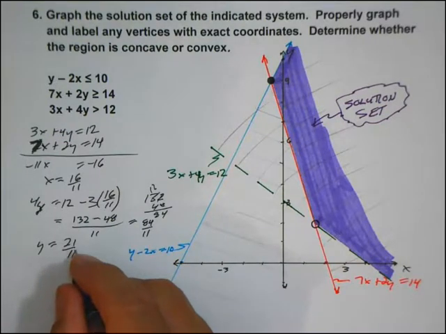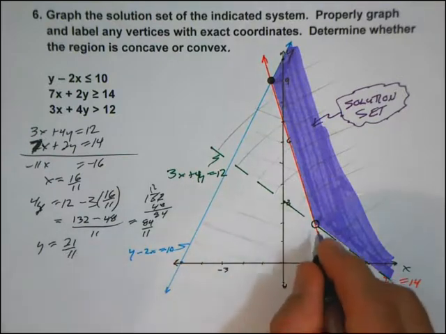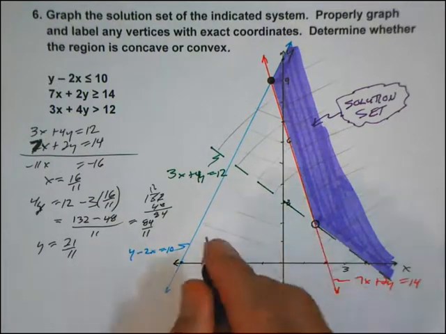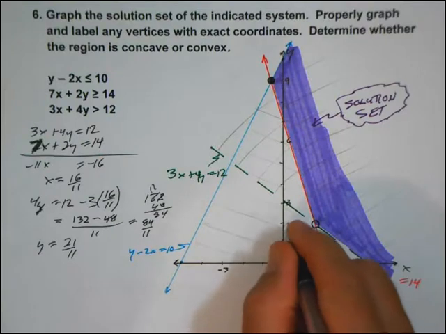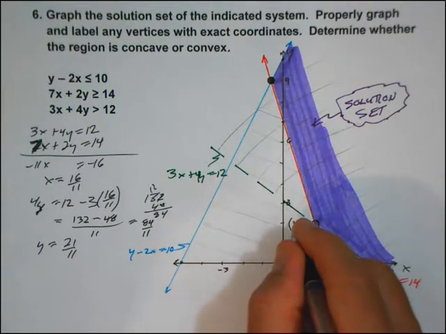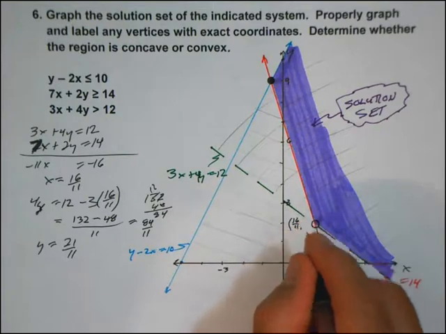21 over 11. It's almost 22 over 11. This is really close to 2. The y-coordinate here is close to 2. Okay, this is actually looking pretty good. So now we can label the coordinates here. This is 16/11, 21/11.